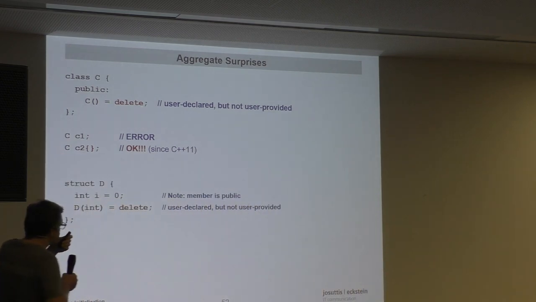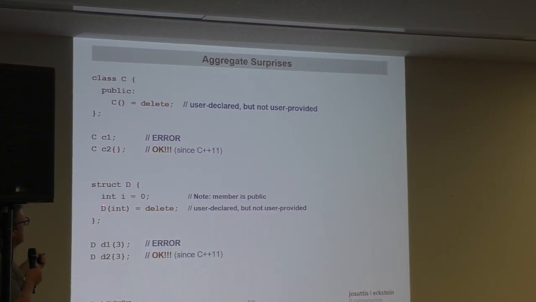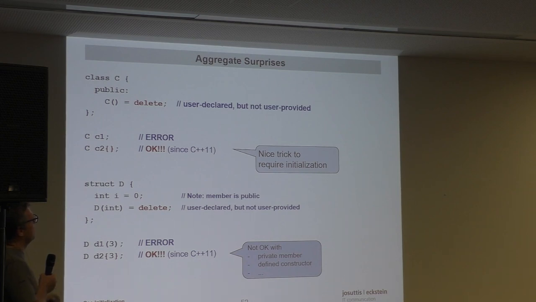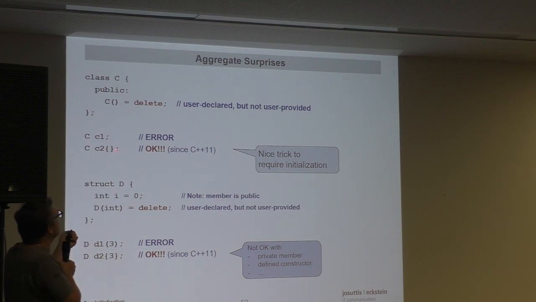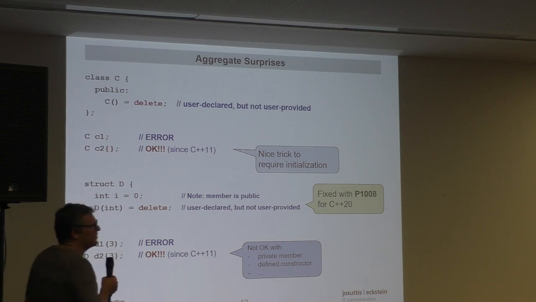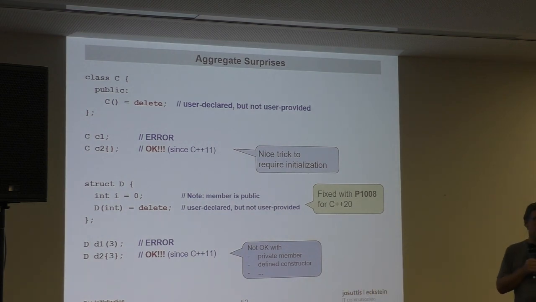So here's another example. Here, if you have a type taking an int, and you say that the constructor taking an int is deleted, you could still initialize it with curly braces taking an int. And when we discussed that and said this has to be fixed, it's totally crazy, they said, but this is a nice way to force the initialization of an aggregate. This is fixed for C++20 with a document called P0118. It was an interesting discussion.